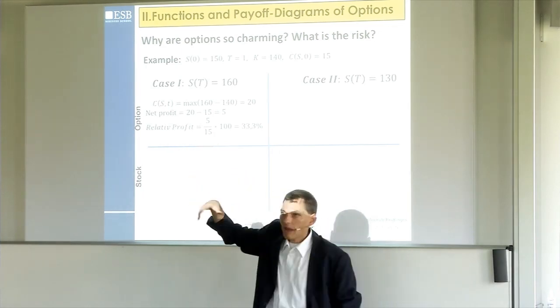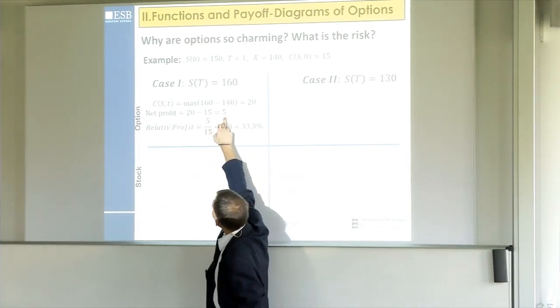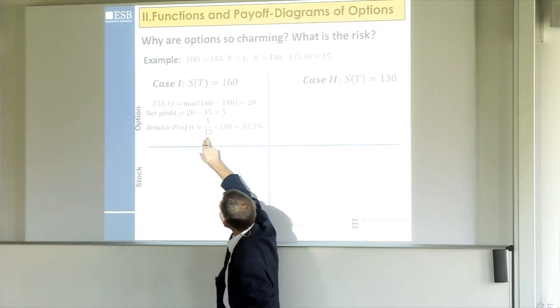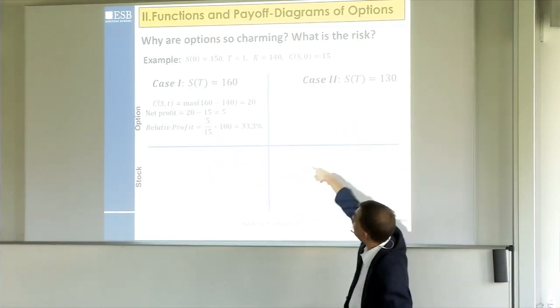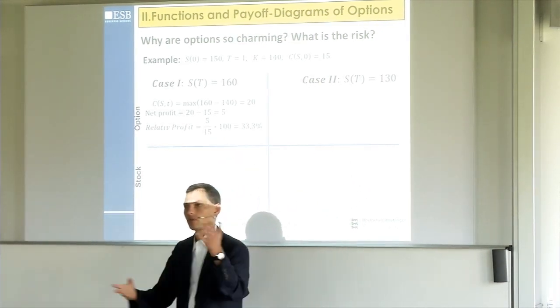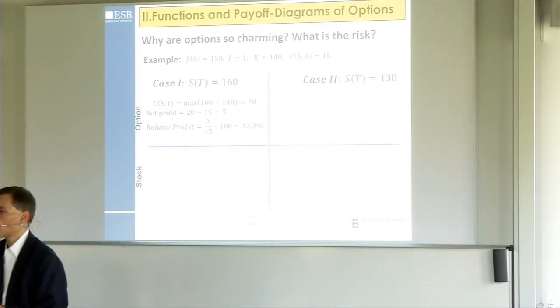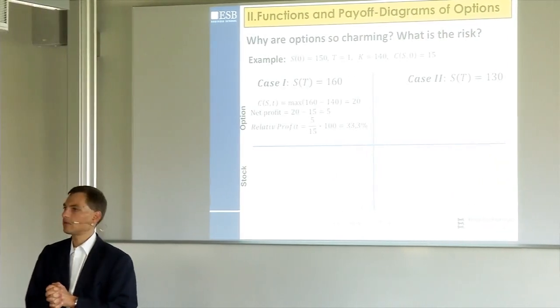Costs are 15, which gives me a net profit of 5. And now to make it comparable with the other cells, I relate the net profit to the initial cost. My investment in this case is 15. So 5 over 15 times 100, to have a percentage number, gives you a 33% rate of return, which is a nice rate of return.